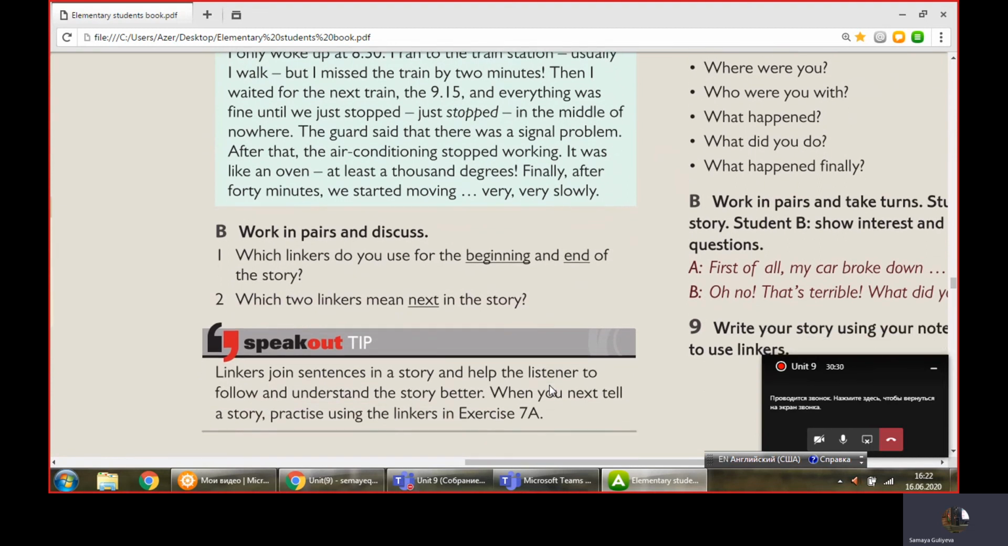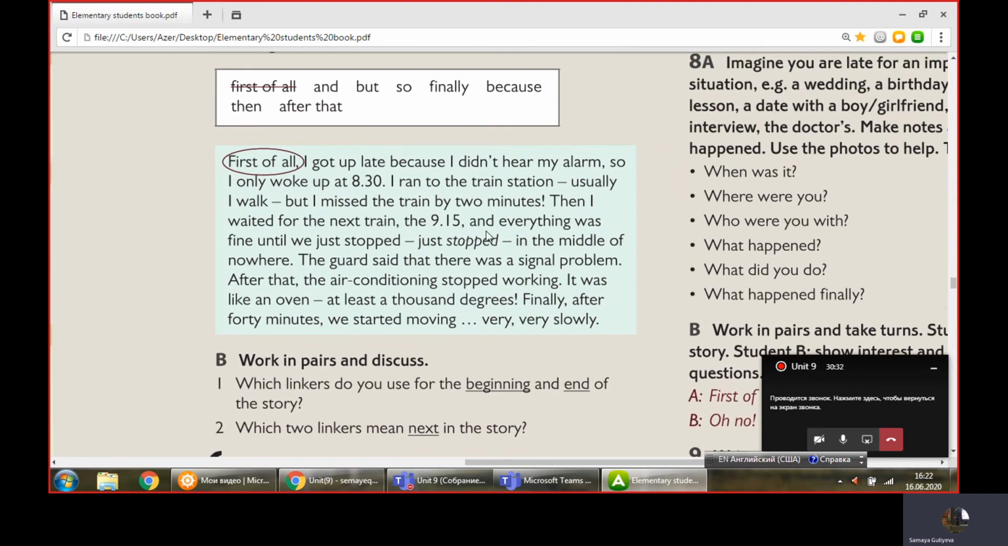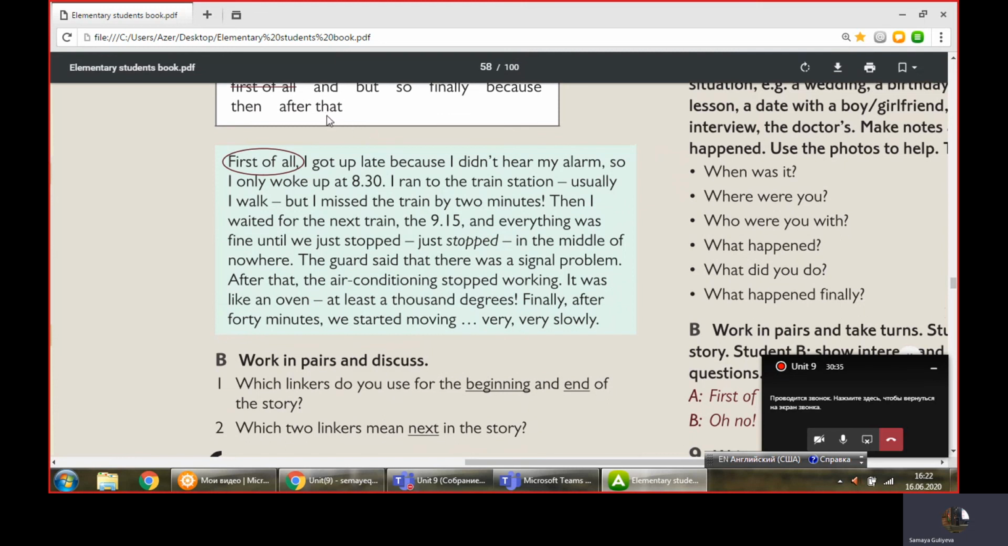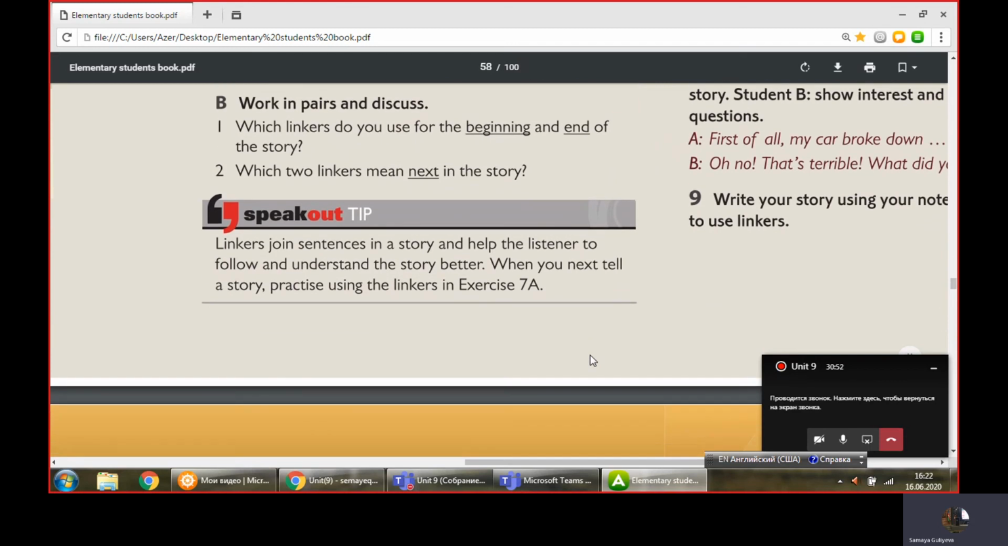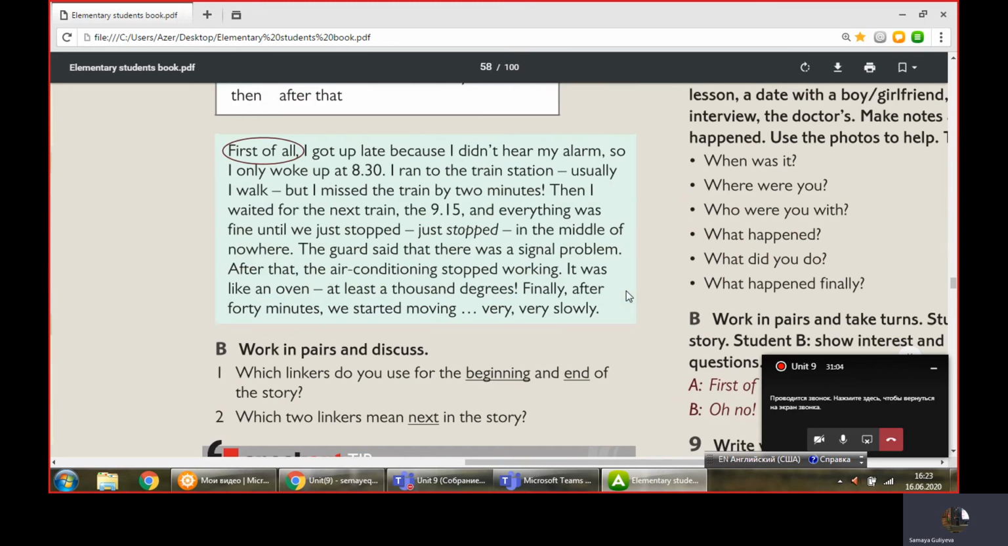And which linkers do you use for the beginning and end of the story? We use "first of all" for the beginning, and we can use "finally" for the end of the story. Which two linkers mean next in the story? Next means "then" and "after that." Okay. And linkers join sentences in the story and help listeners follow and understand the story better. When you next tell a story, practice using the linkers in exercise 7A.